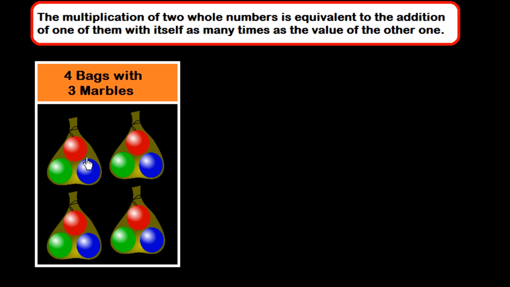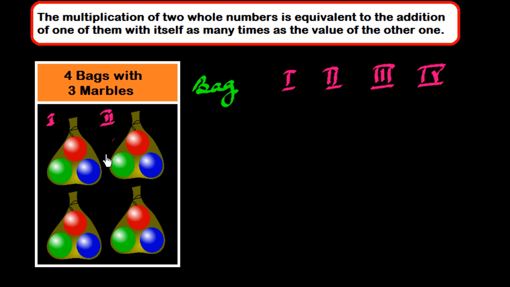So we have to count all the marbles. We could count in this way. You could write bag 1, bag 2, bag 3 and bag 4. Here you see this is our first bag, this is our second bag, this is our third bag and this is our fourth bag. So we have 4 bags here, and now we have to calculate how many marbles there are. The first bag has 3 marbles.